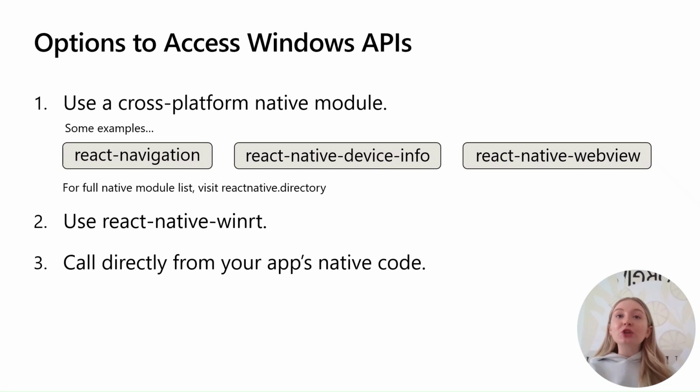The second option is that developers can call Windows APIs directly from the JavaScript using a package called React Native Windows. React Native Windows is a library that lets you call the full suite of native Windows APIs without needing to write custom wrappers. And the final option is that developers can drop into the native code within their app project and call the APIs directly.